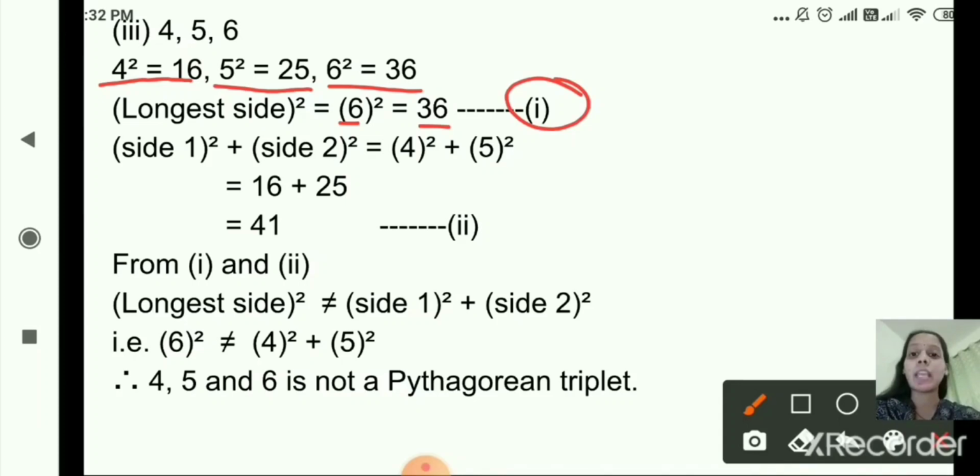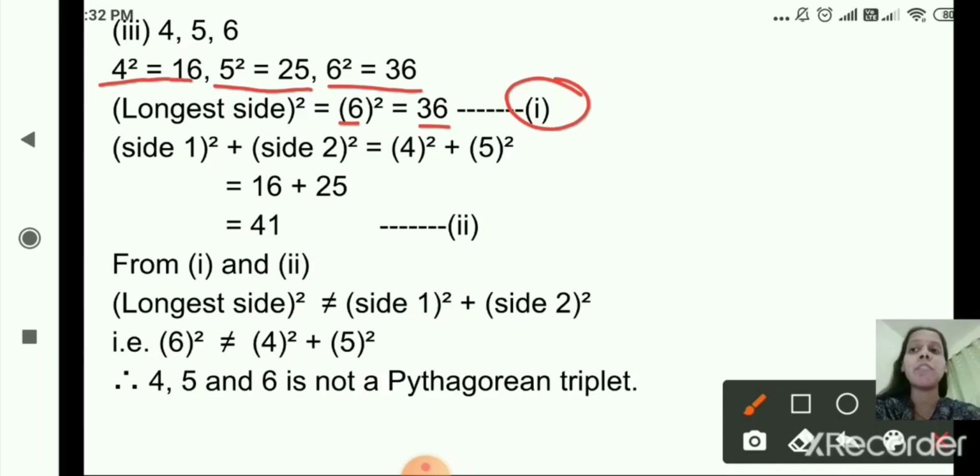Now what is the second statement? Side 1 square plus side 2 square, or you can write the sum of the squares of the other two sides. Now I have not written both statements. Earlier also in the first sum I had told you, don't write both statements. You will write either side 1 square plus side 2 square or the sum of the squares of the other two sides. Okay, so side 1 square plus side 2 square.